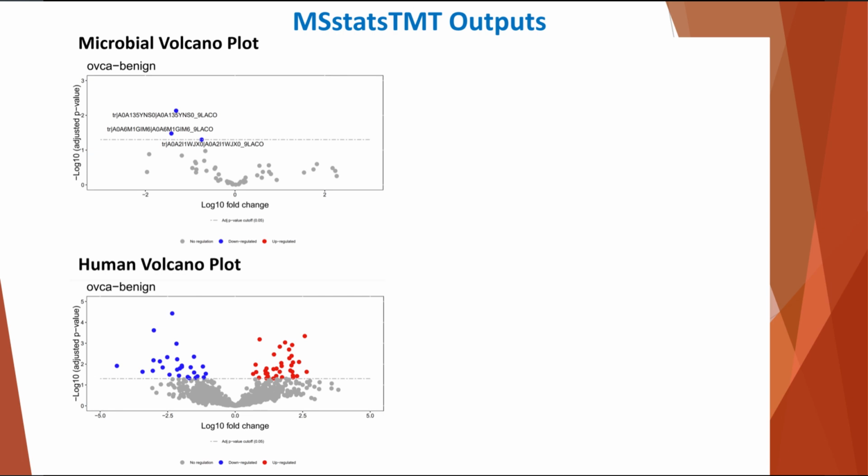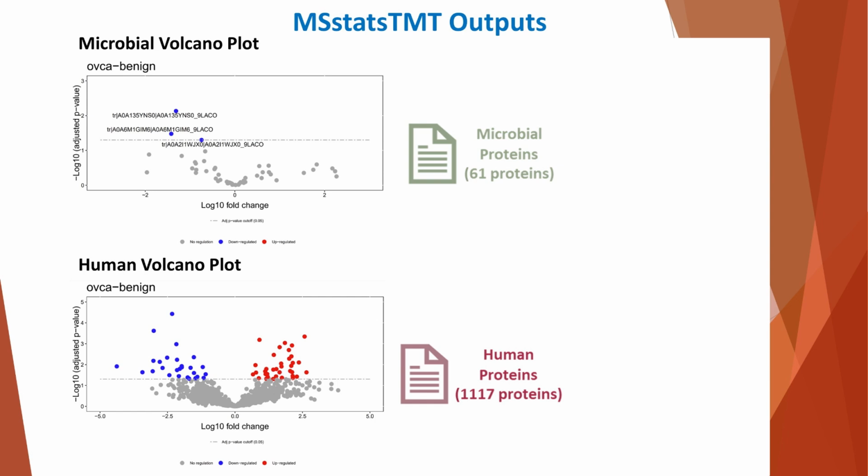For the volcano plots, each data point represents a single protein. As you can see, there are many more proteins for the human plot. Remember that we obtained 61 microbial proteins compared to 1,117 human proteins. I do want to note that the human volcano plot I included here doesn't have the protein names like the microbial plot does. I prepared the human plot to hide the protein names as there are so many that they would overlap and just be unreadable. The workflow we provided should keep the human protein names on these plots when you run it on your own.